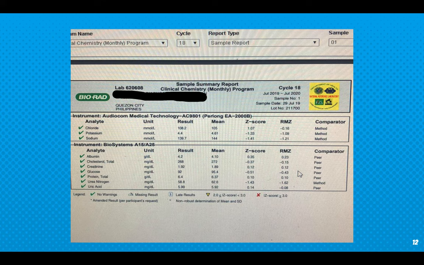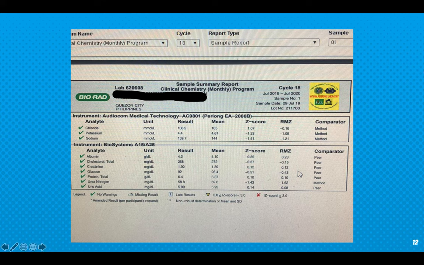Okay, in English, where does the NRL compare you? Isn't it that your external quality assurance is technically comparing one laboratory from the other? But how do they do that specifically? Is it through peer? Is it through your method? Is it through your reagent? Or is it through your machine?